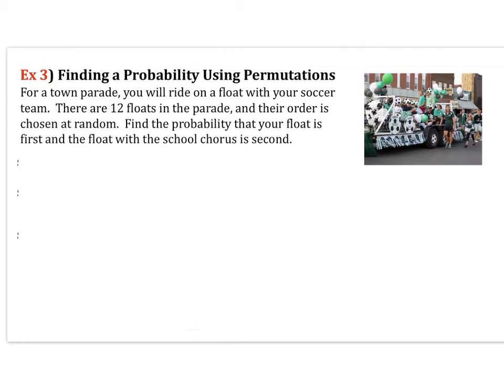All right, let's find probability using permutations for a town parade. You'll ride on a float with your soccer team. There are 12 floats in the parade, and their order is chosen at random. So find the probability that your float is first and the float with the school chorus is second.